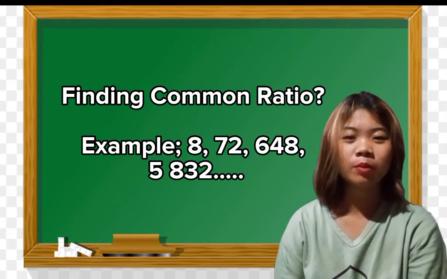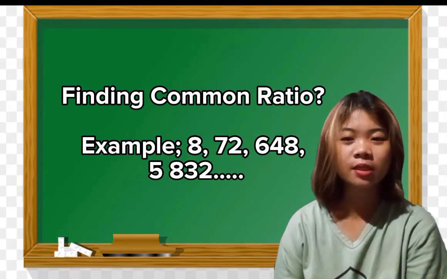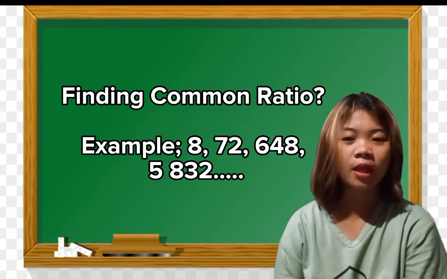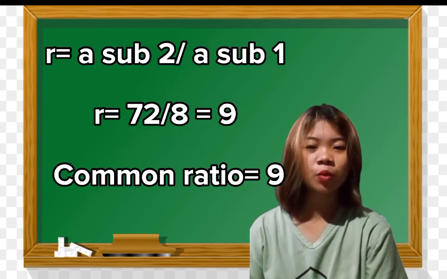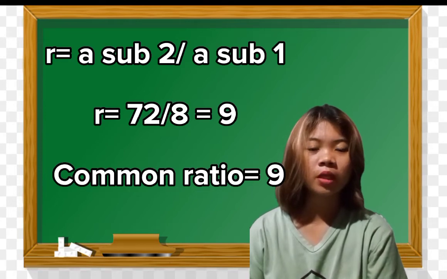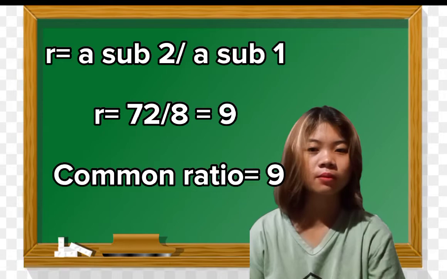Our third problem is to find a common ratio. For instance, we have 8, 72, 648, and 5,832. The formula to find our r is a sub 2 over a sub 1. A sub 2 is 72 and a sub 1 is 8. 72 divided by 8 is 9. So our common ratio is 9.